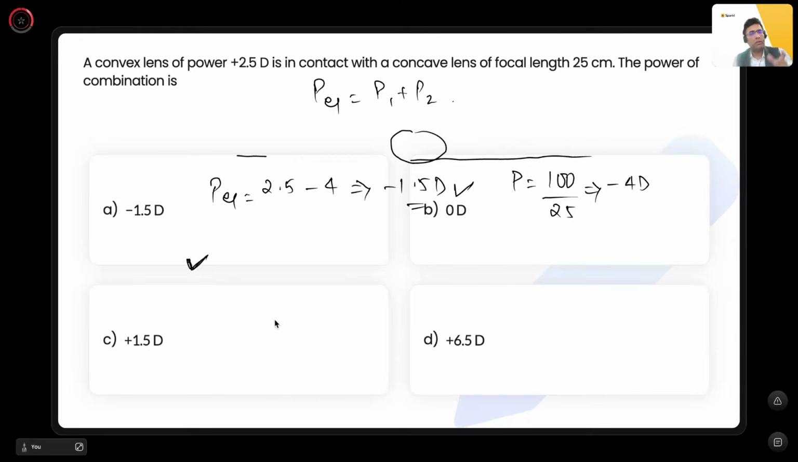Combination of lenses is also a very important topic. You have to go through it very thoroughly. You have to mind the signs, remember the signs, practice the questions on different combinations. You can definitely see a similar question in your actual exam.